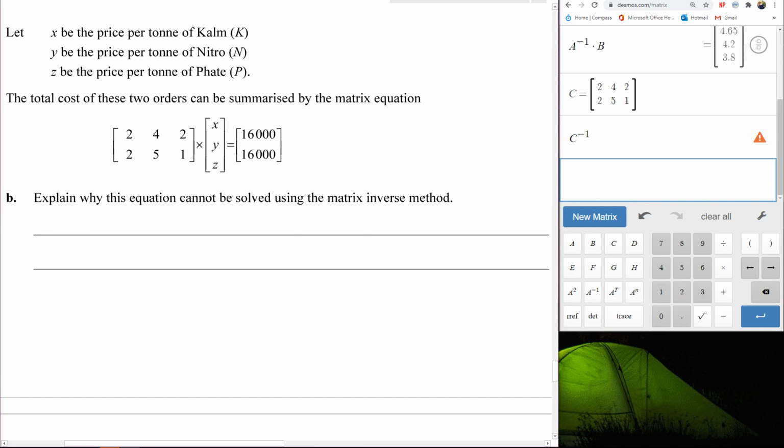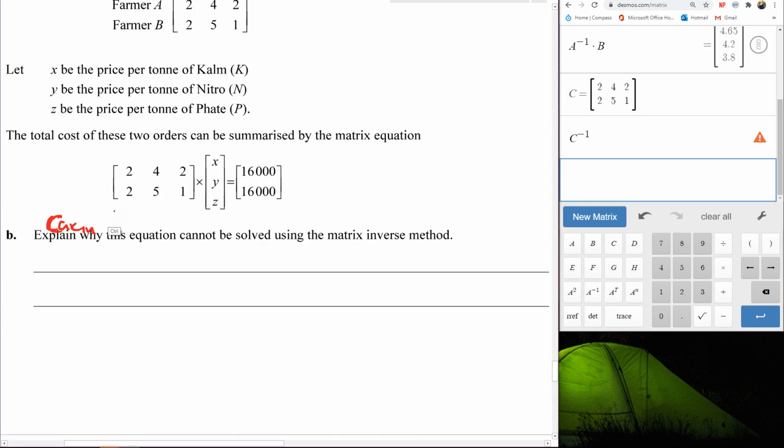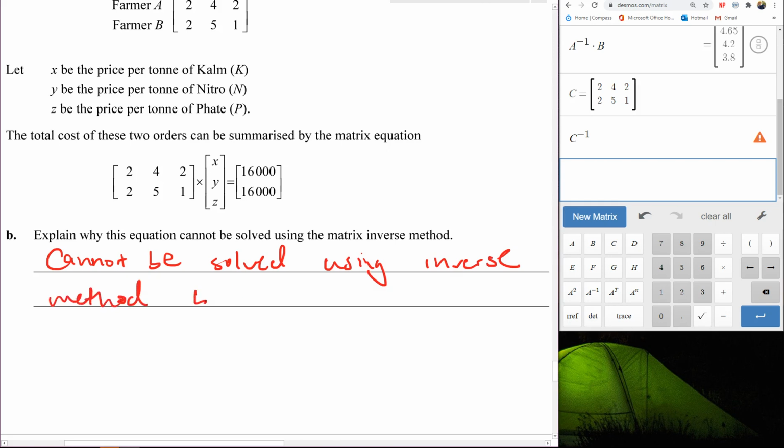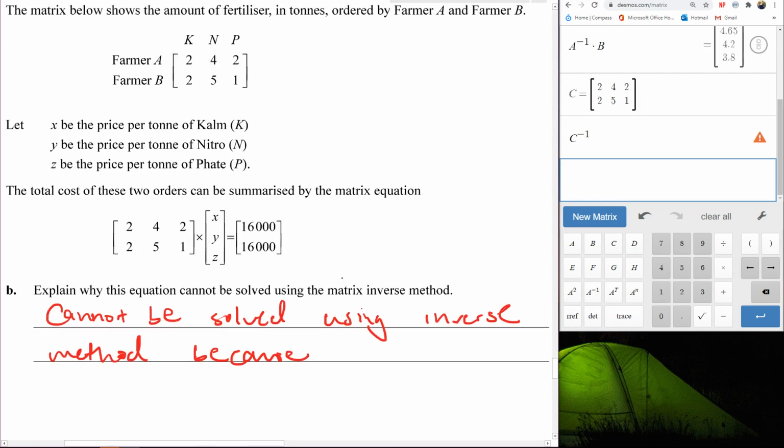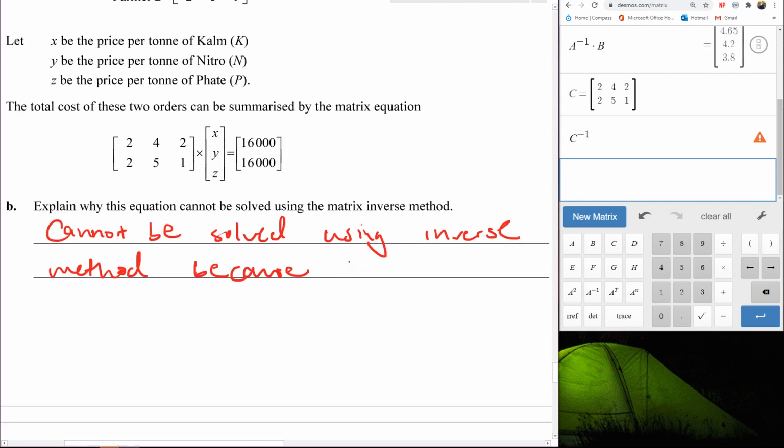Cannot be solved using matrix methods or using the inverse method, because this matrix here is not a square matrix. So I would write something like, the matrix that has been given is not a square matrix. Or you could say the first matrix, or the number matrix.